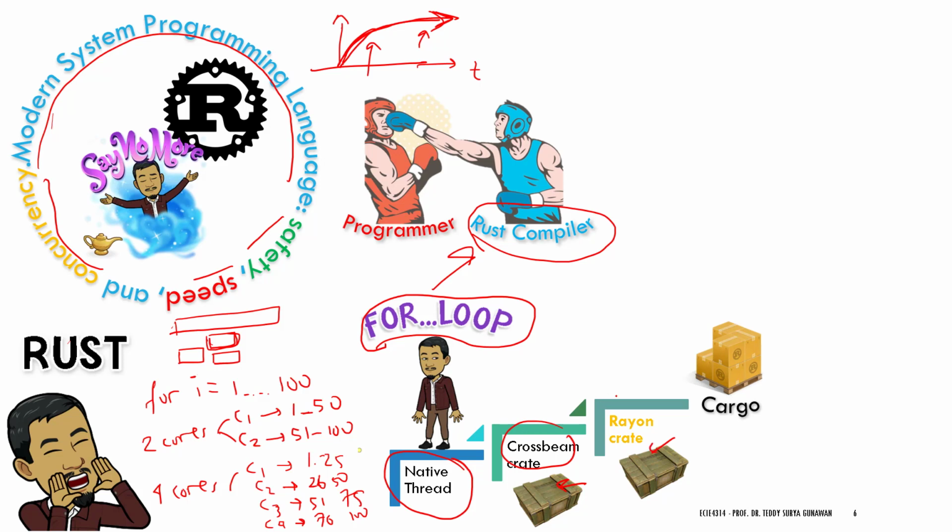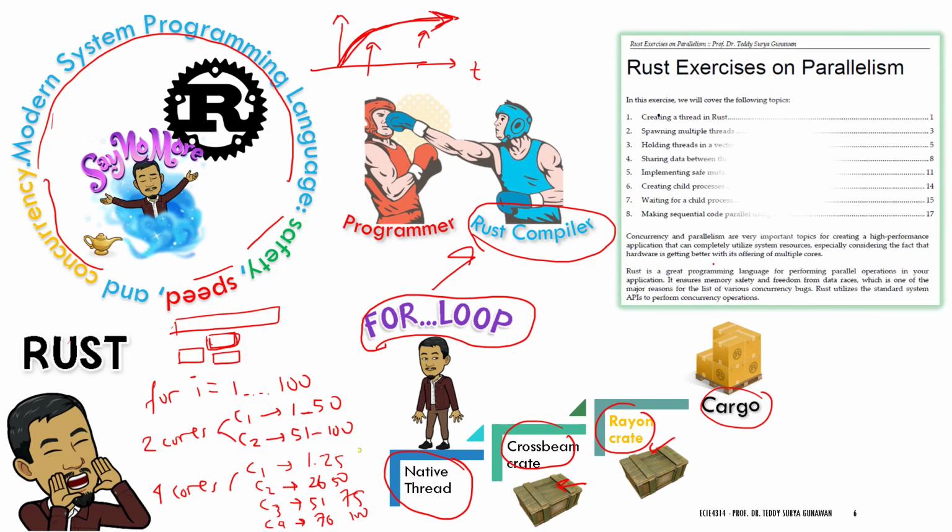The one that we use is the Rayon crate. Cargo is the project builder, so this is also one part of the modern tools. You can see from here, just see the Rust exercise on parallelism. Just try the code here, and the last one, number 8, making single code parallel using Rayon. So you will see how it works: how to use cargo, how to create a new project, and then cargo will automatically download your dependencies and so on. So it will be easier.